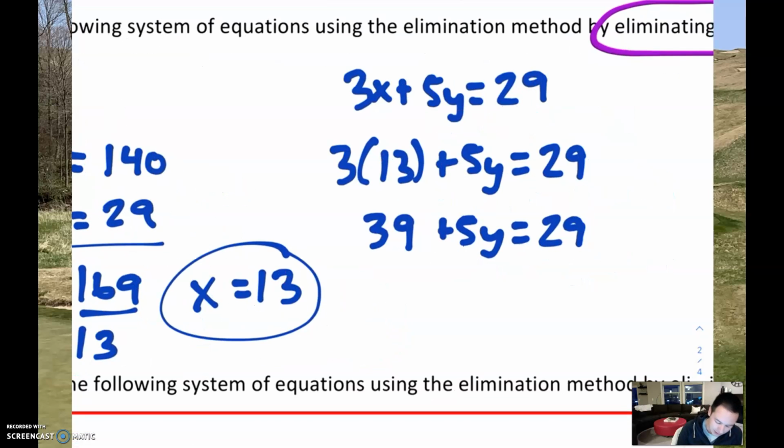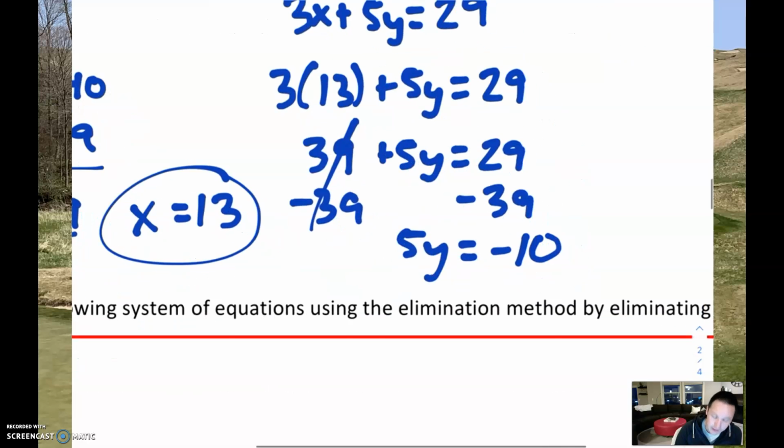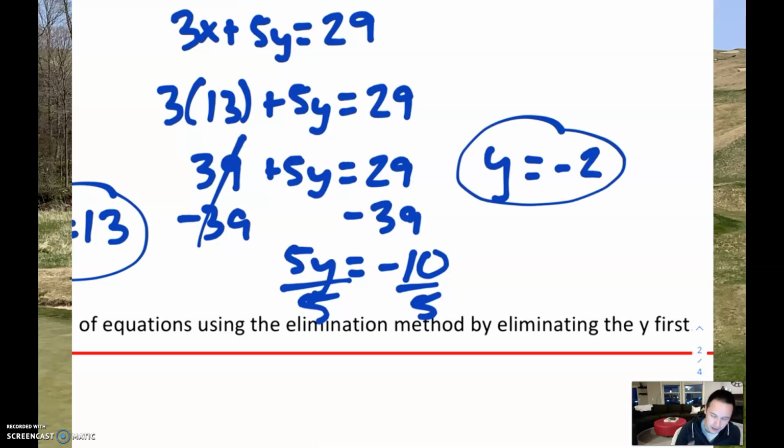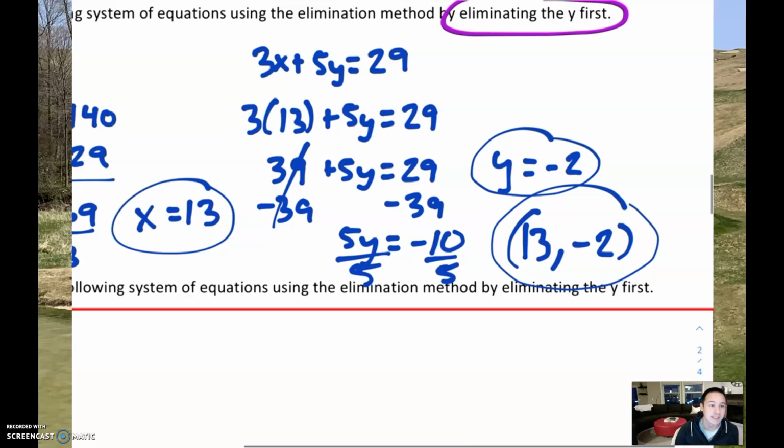We're going to subtract 39 from both sides. Hopefully you're getting good at this step. And then finally divide by 5. And we end up with y equals negative 2. So your final answer, again, you write it as a coordinate, would be 13, negative 2. And that's the elimination method.